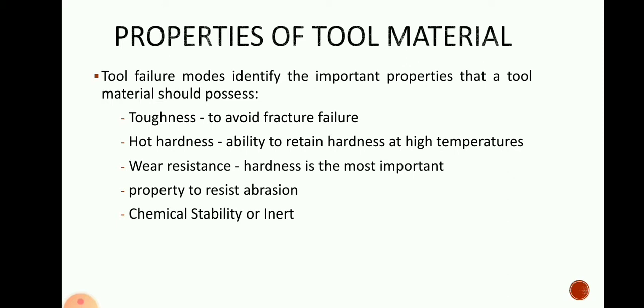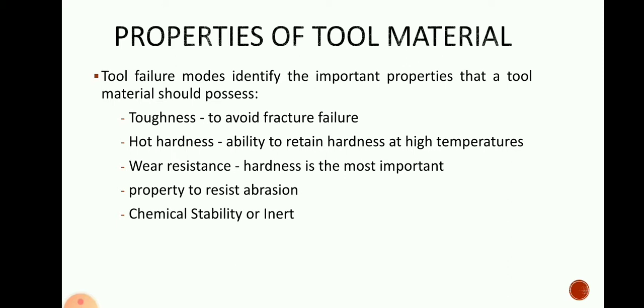Before starting that, we will look at the properties of tool material. The tool failure modes identify the important properties that the tool material should have. The first is toughness. The tool material should have greater toughness to avoid fracture failure during operation. It should not fail, and for that purpose it should have good toughness. Secondly, hot hardness, because during the operation there will be high generation of temperatures. They should sustain these high temperatures, which means their hot hardness should be high.